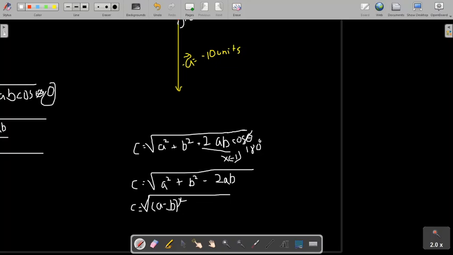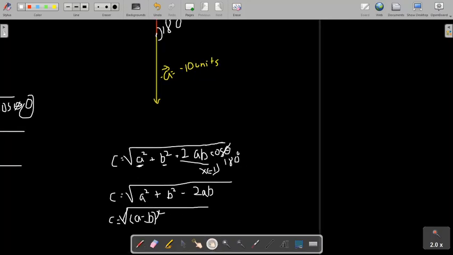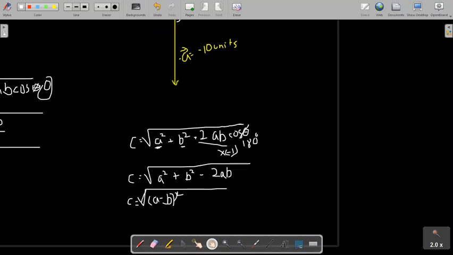In this case I have made a mistake. I have taken this vector as the first vector. I should have taken this vector as the first one. But it's alright, it does not matter that much. All you would get is the magnitude in negative. So what does magnitude in negative mean?